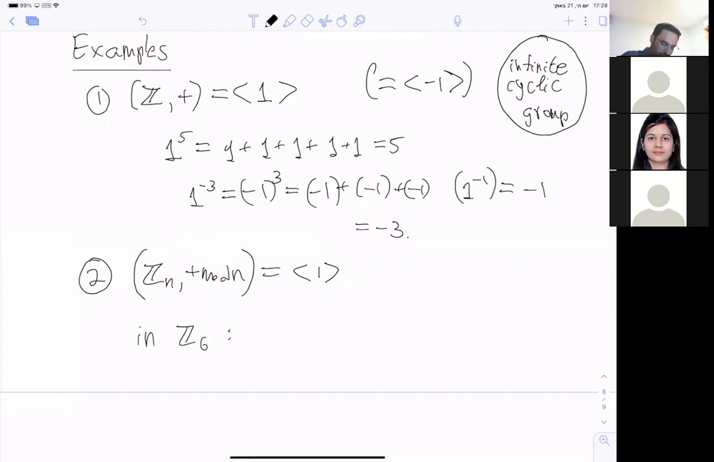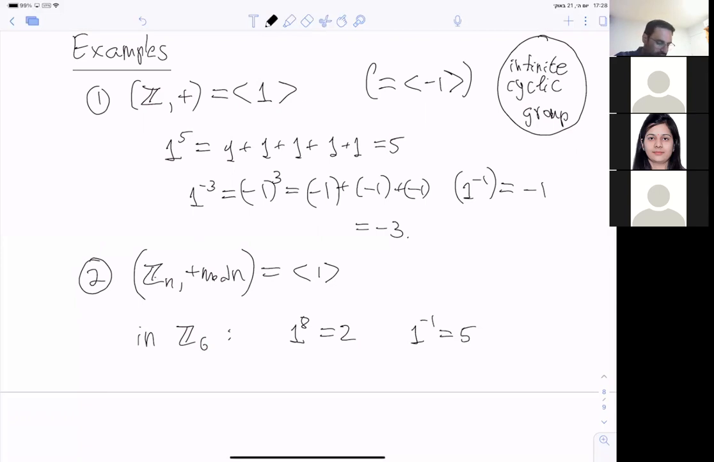For example, in Z6, what is 1 to the power of 7? Or 8? What is 1 to the power of 8? 2. And what is the inverse of 1 here? 5. But you can represent any number in Z6 using some power of 1.